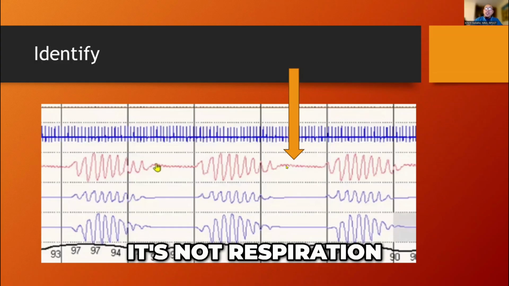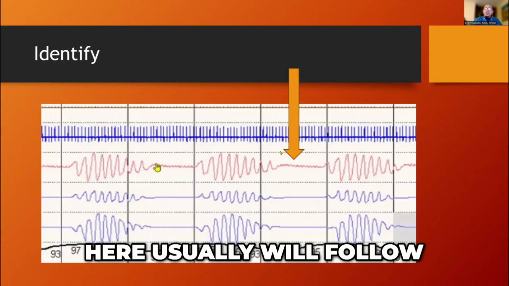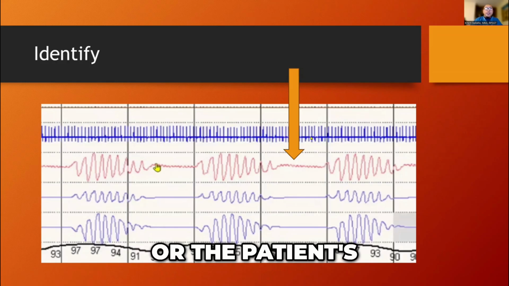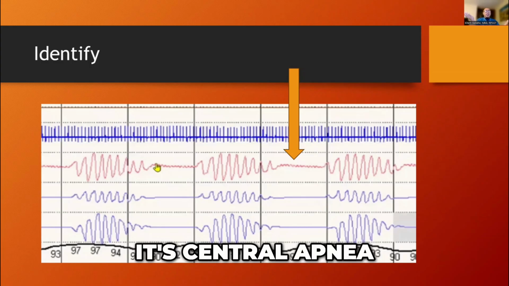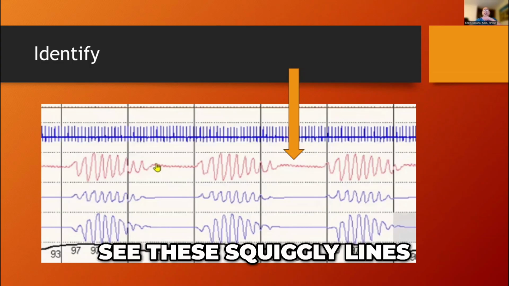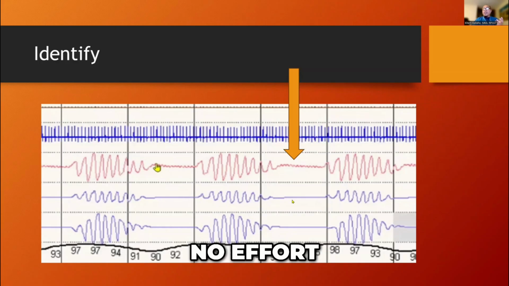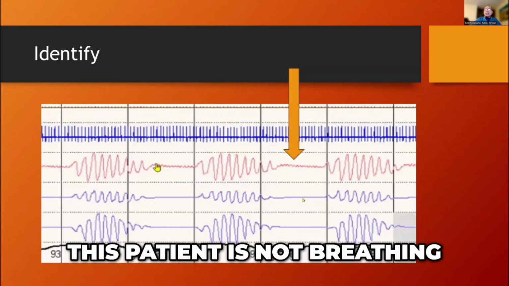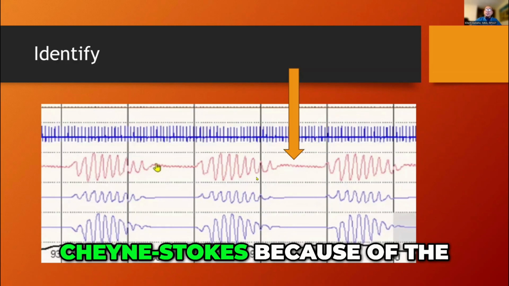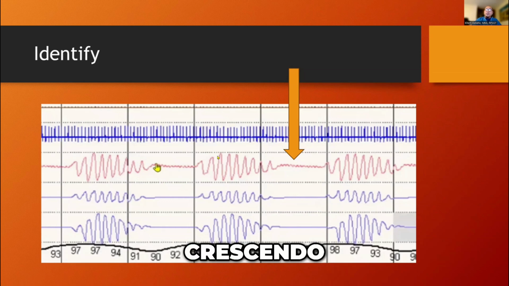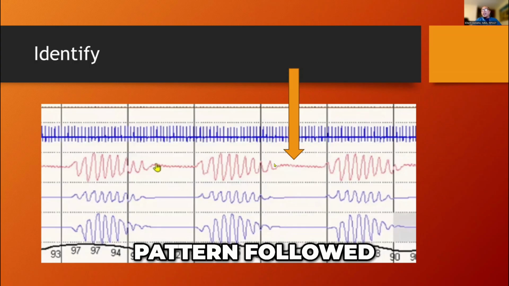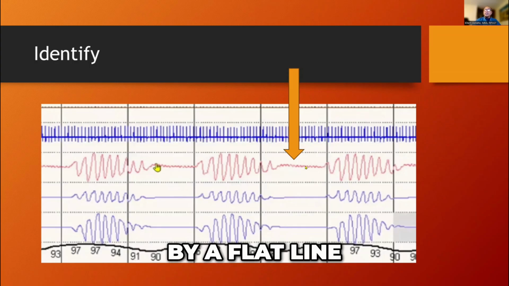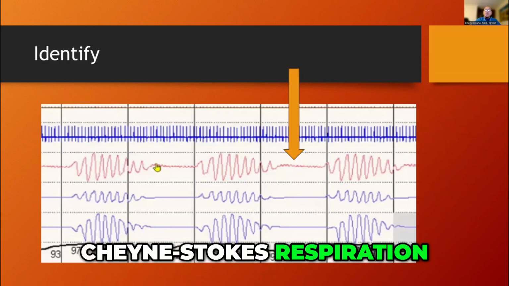It's not respiration. So this little pattern here usually will follow the pulse or the patient's heartbeat. So there really is no pattern. It's central apnea. But how come you see these squiggly lines? But then there's completely no effort. This patient is not breathing because this patient is having Cheyne-Stokes, because of the crescendo going up and then decrescendo. So crescendo, decrescendo pattern followed by a flat line. If this lasts for a few cycles, then this is a Cheyne-Stokes respiration.